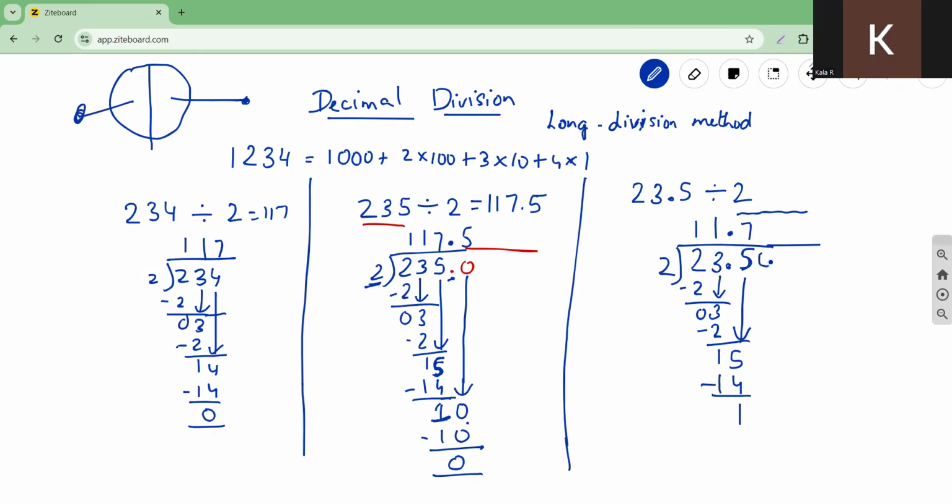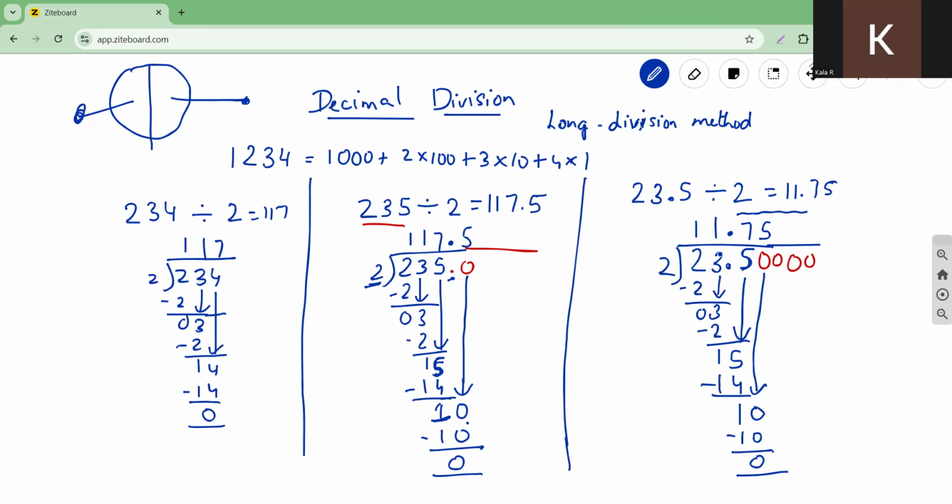Now, I can assume a 0, right? Because in the previous example I also mentioned that however many zeros I want, I can take. So now I'm taking one of the zeros down. It becomes a 10. So it becomes a 7. 2 times 5 is a 10 and I'm going to get a remainder 0. So now the answer is 11.75.